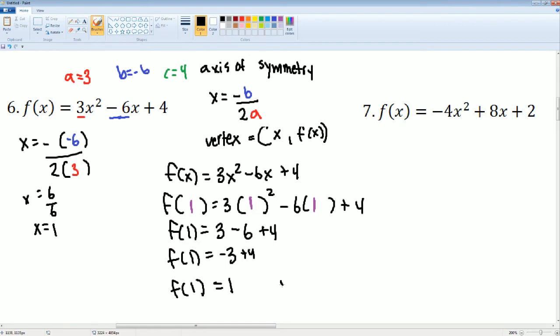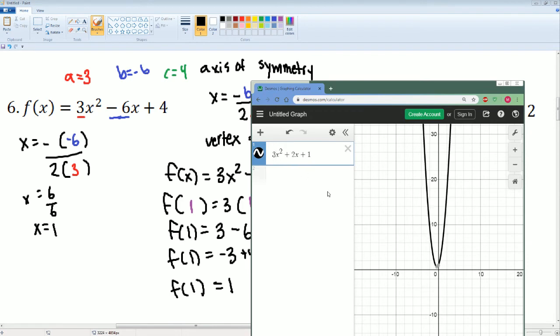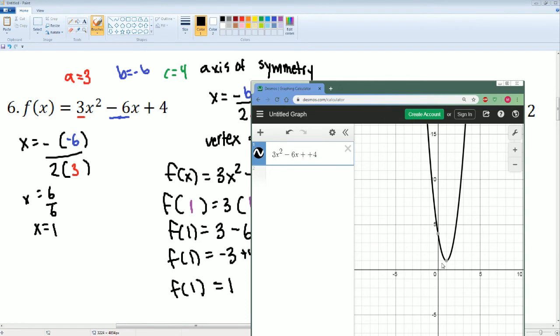So my vertex is x comma f of x. x is 1, f of x is 1. Let's see if I'm right. Let me just write 3 minus 6 plus 4. Am I right? Yep, 1, 1. Let's zoom in here. 1, 1.